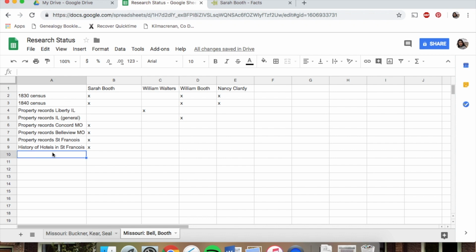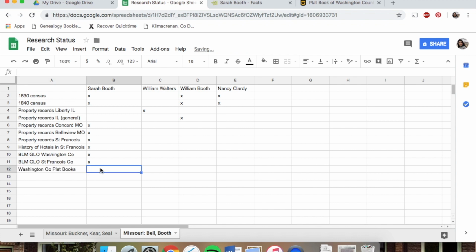So what I'm going to do is I'm actually going to do BLM GLO and look for her in Washington County and BLM GLO St. Francois County. So these will give me land patents. They're a little bit more specific than just property records. So right here you'll see I wrote down property records for Concord, Missouri. That's very broad. We're going to narrow it down and look at Washington County plat books.